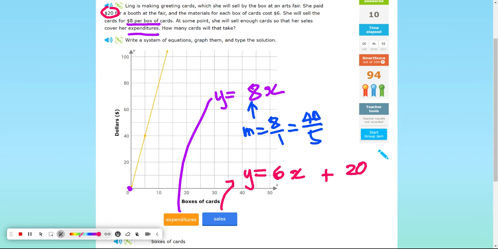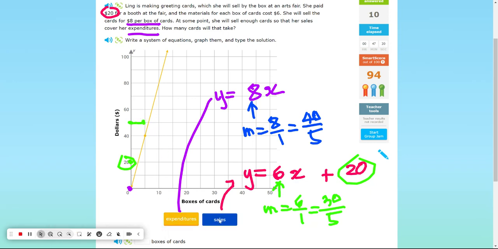So let's graph this. Start with 20. I mean the cost of her expenditure is 20, so I will start with 20 right here. Then the slope m equals 6, which is 6 over 1. How about 6 over 1 the same as 30 over 5? So from 20, I go up 30 to 50, and then go to the right side 5. Right there. Now I click on sell, start with 20, and right there. You can see they intersect right here.